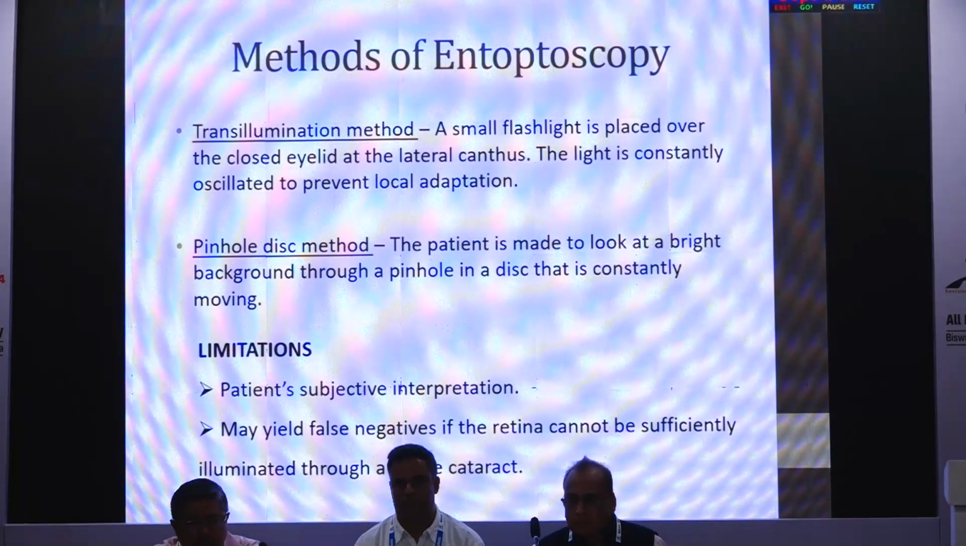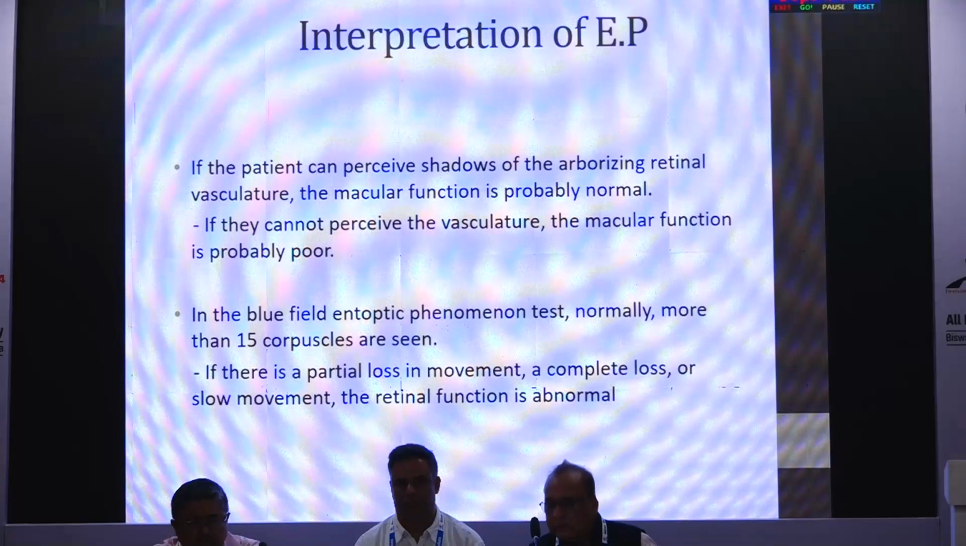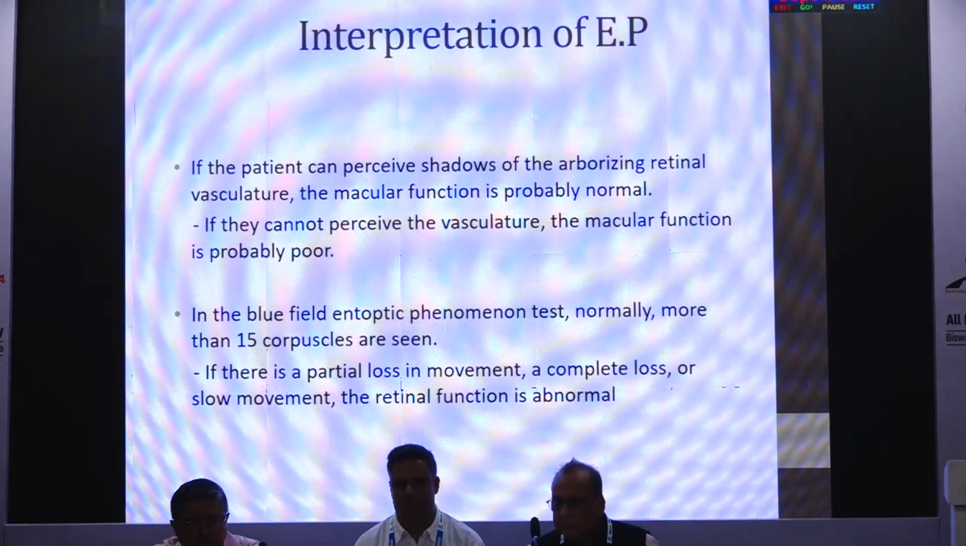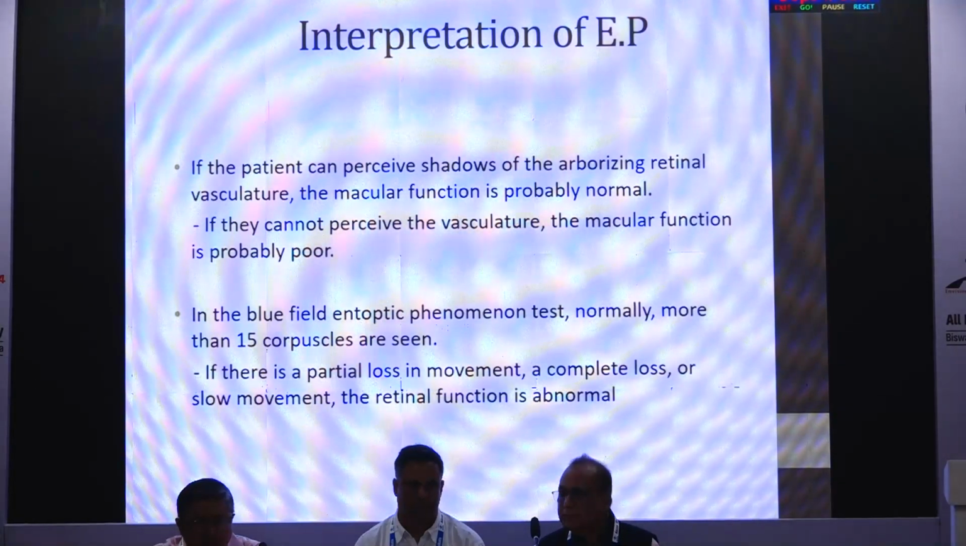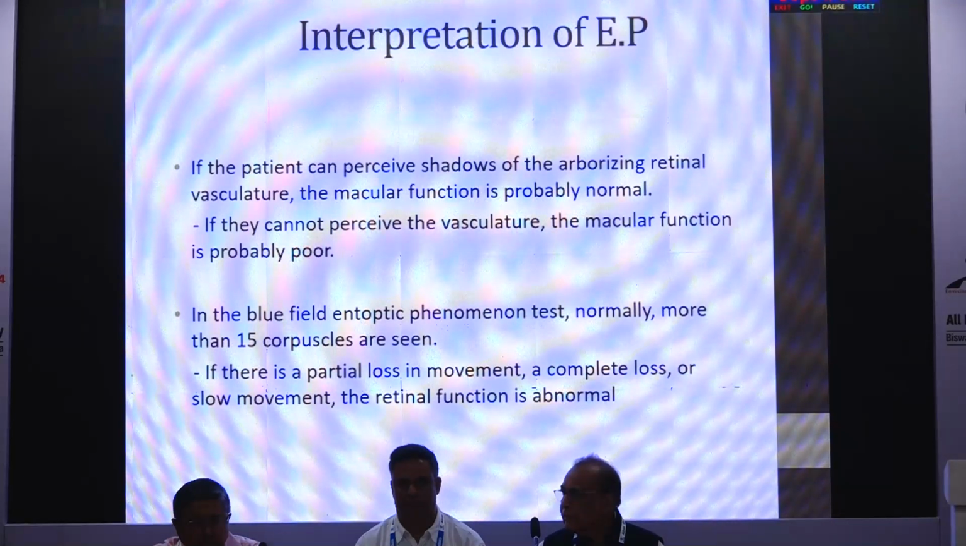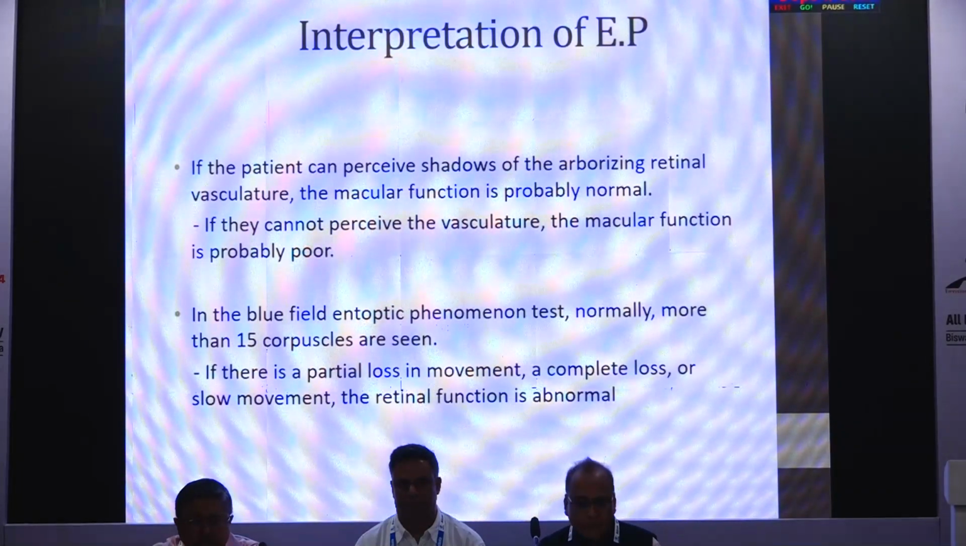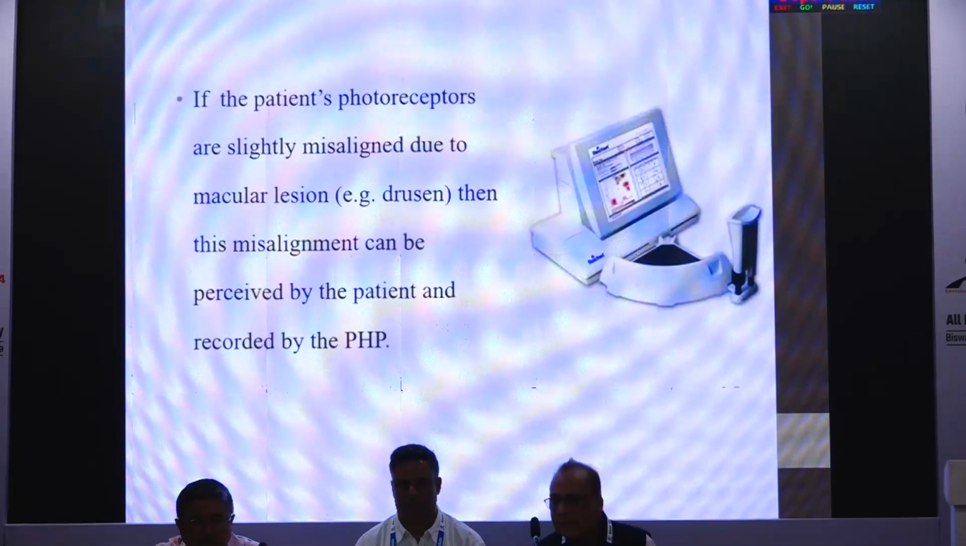So if the patient can perceive shadows of the arborizing retinal vasculature, the macular function is probably normal. If they cannot perceive the vasculature, macular function is probably poor. Similarly, in the blue field entoptic phenomenon, if there is a partial loss in movement, a complete loss, or slow movement, the retinal function is abnormal.